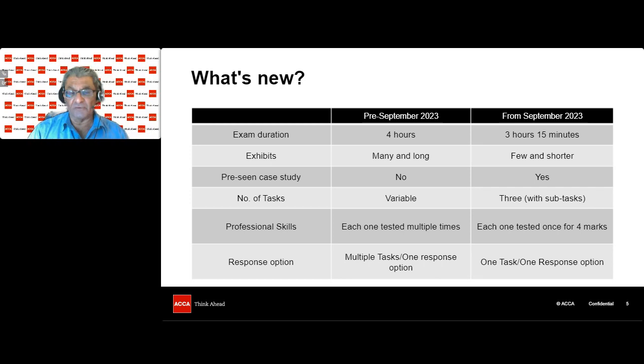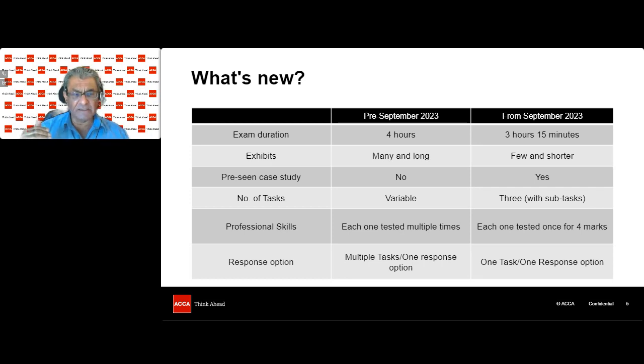The reason that SBL has been allocated 4 hours in the past is because of the amount of information necessary for candidates to read and understand and absorb and then apply in the answers. So to make the exam shorter, the ACCA have taken out a lot of that information and put it into the pre-seen case study, which is released 2 weeks before the exam itself. And we'll be talking about that in detail in just a second. But that's how it's been done.